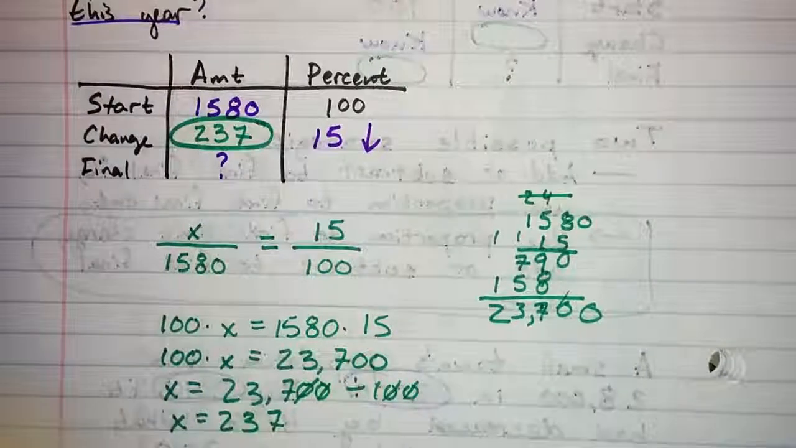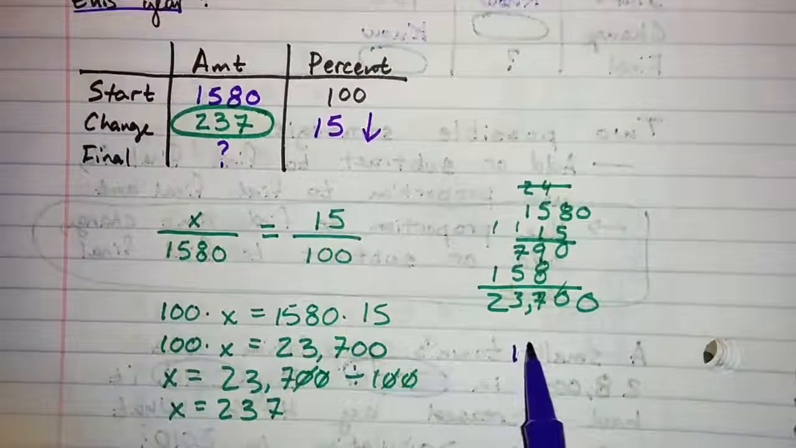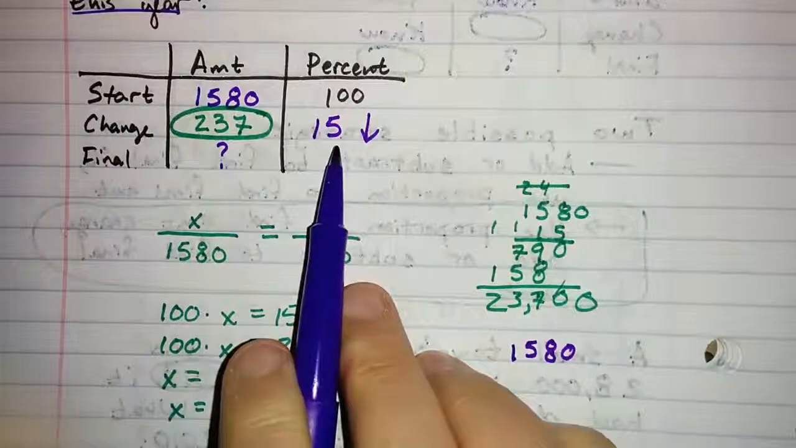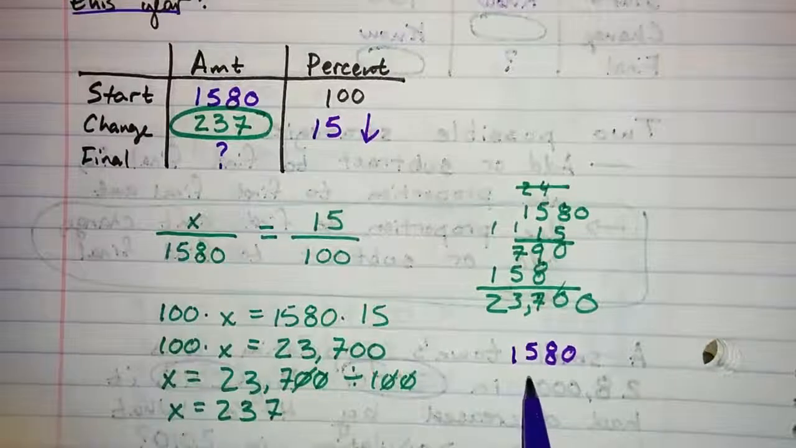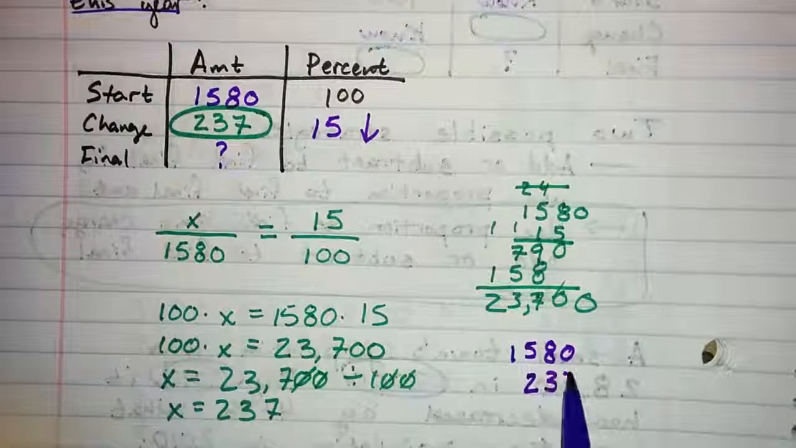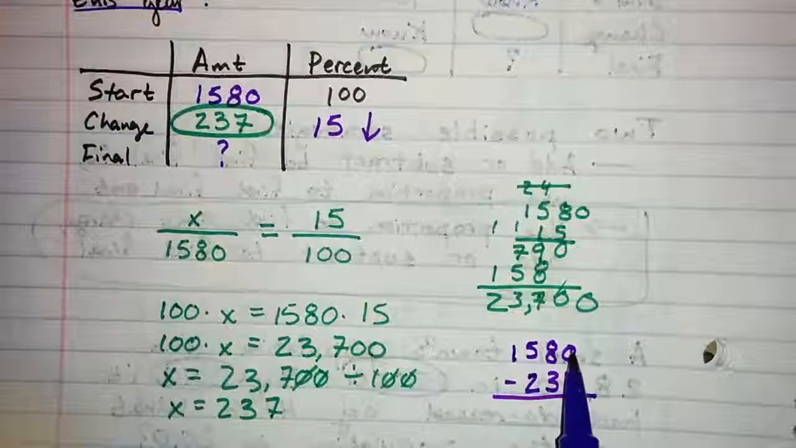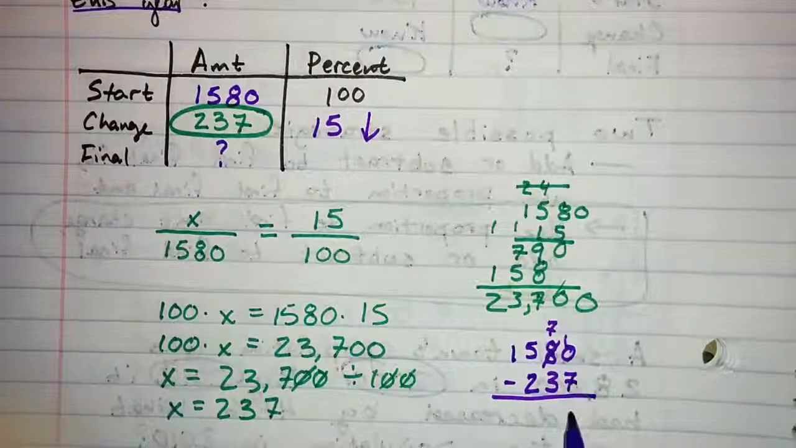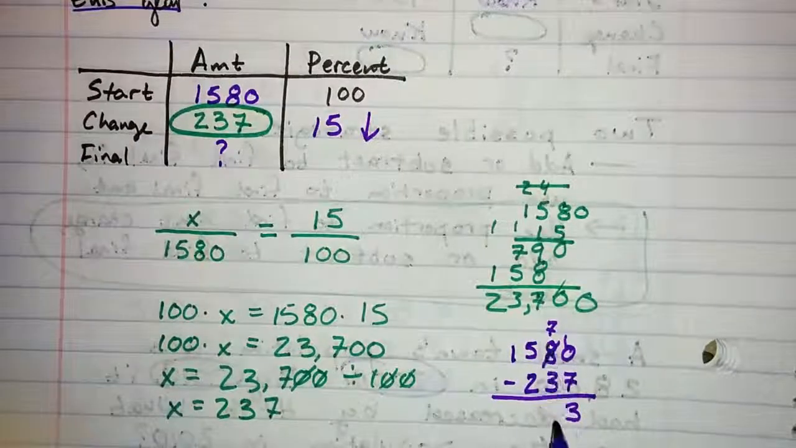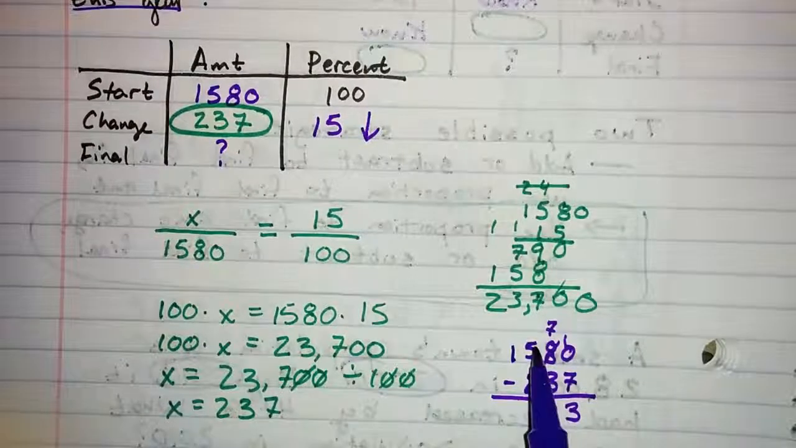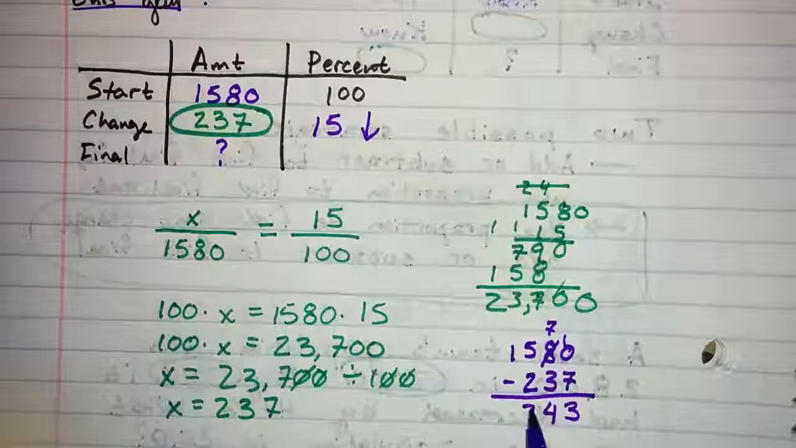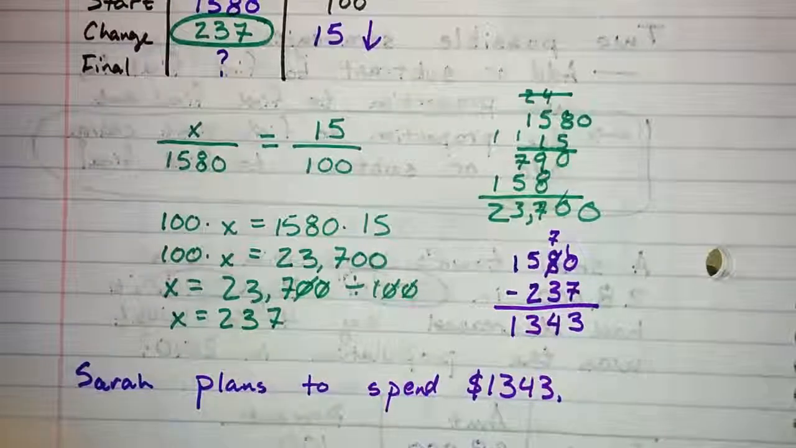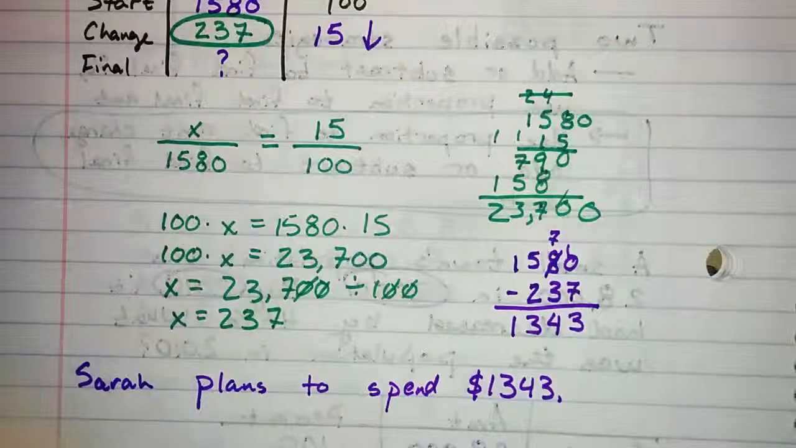So that'll be 1,580. It was a decrease, so we'll subtract 237. 0 minus 7 I can't do. 10 minus 7 is 3. 7 minus 3 is 4. 5 minus 2 is 3. 1. Sarah plans to spend $1,343.